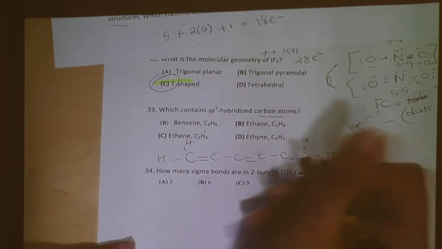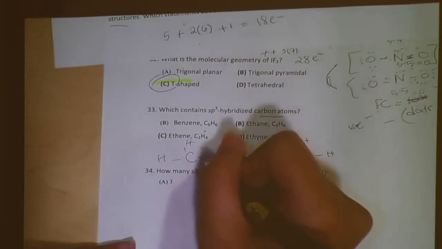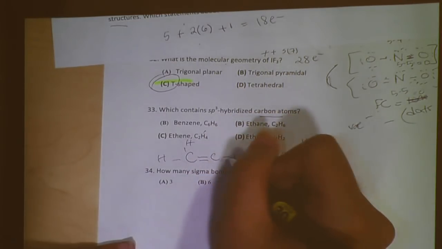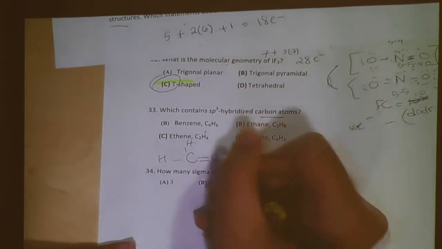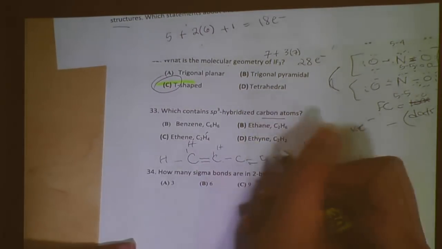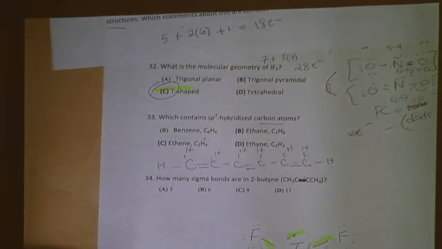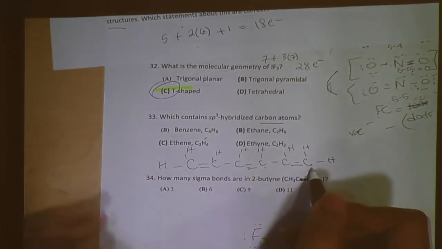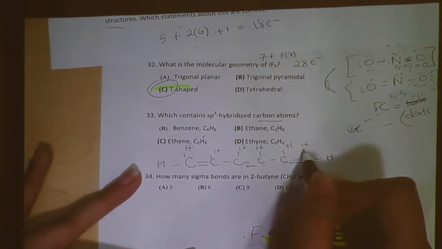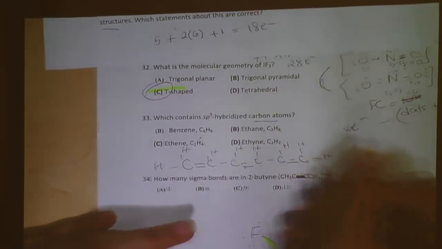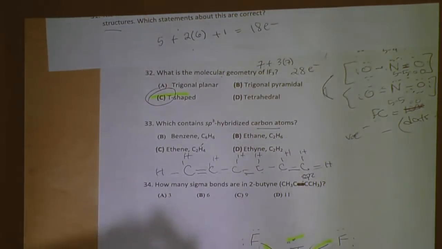So H. 1, 2, 3. So it's going to look like that. So here, as you can see, every C has 1, 2, 3. So when it has 3, it's only sp2 hybridized. In order for it to have an sp3 hybridization, it has to have 4 bonds around it.